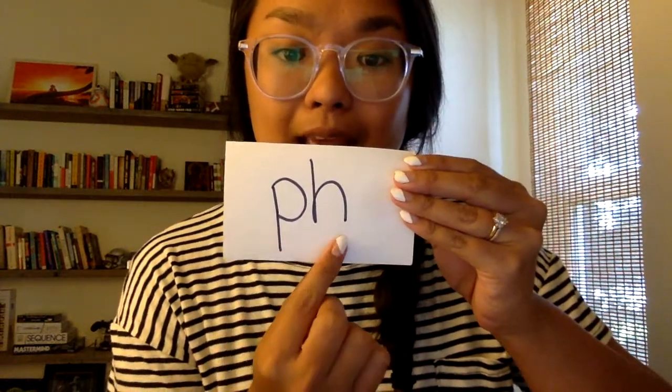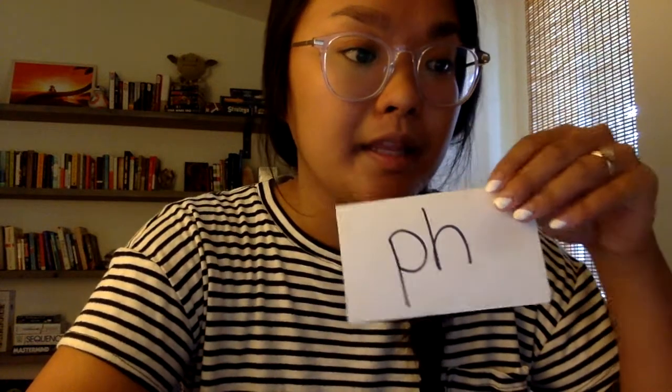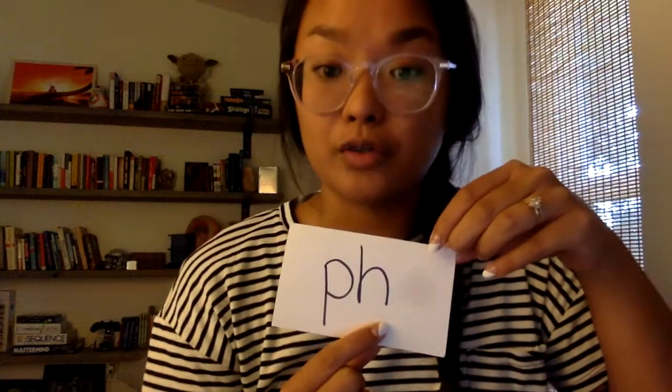Today we are going to continue talking about the f sound. And we know that the f sound can be made by the consonant team PH. So in the English language, we have a lot of words that come from other languages and have different ways of spelling a sound. For example, PH, where the PH is borrowed from Greek.